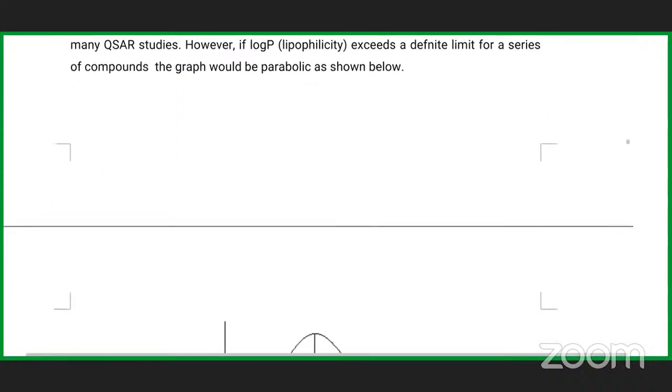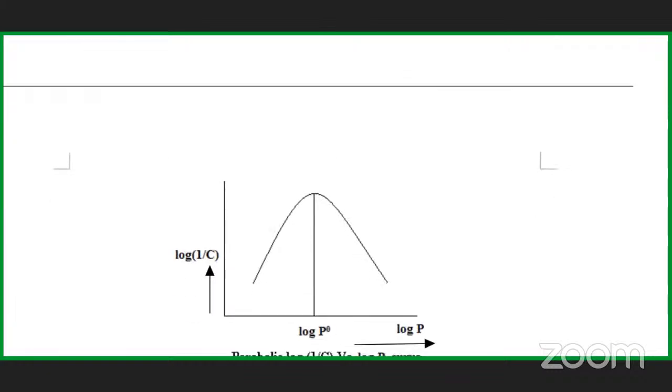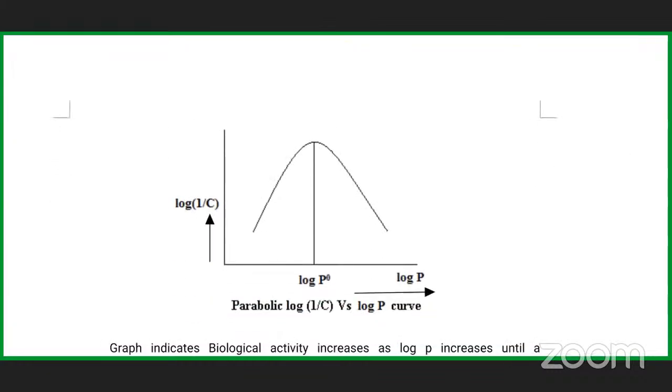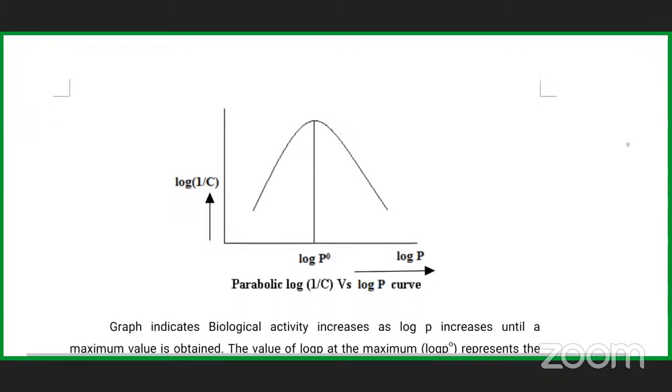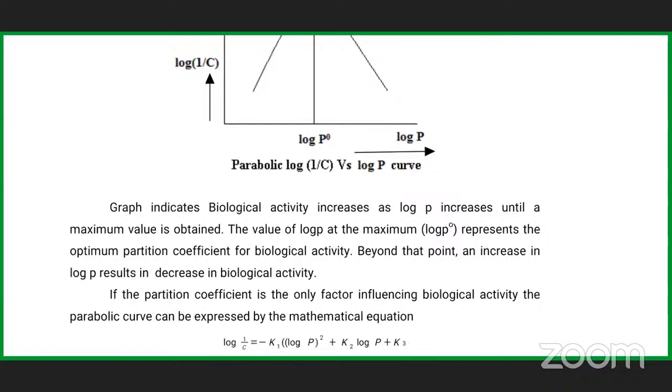For the non-linear relationship, we generally get this kind of graph, where initially the biological activity increases, and after reaching that optimum point, a decrease in the biological activity takes place. So this kind of relationship is avoided. Actually here, after reaching that optimum point, it must become neutral. But here what is happening is that the biological activity decreases.